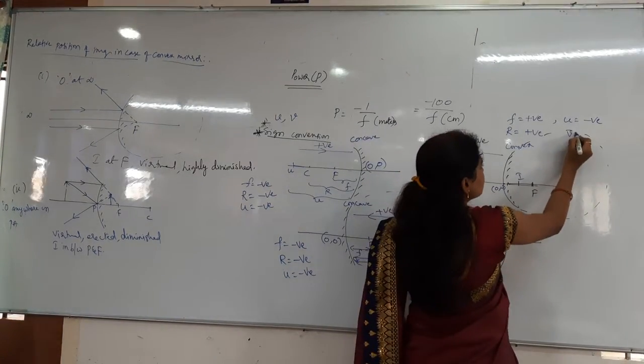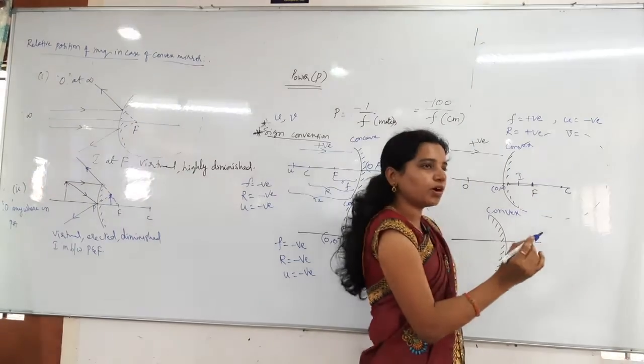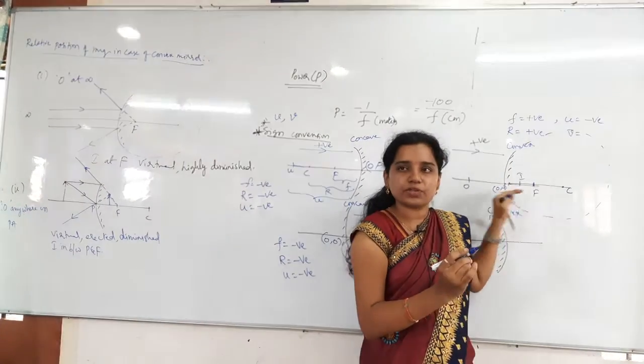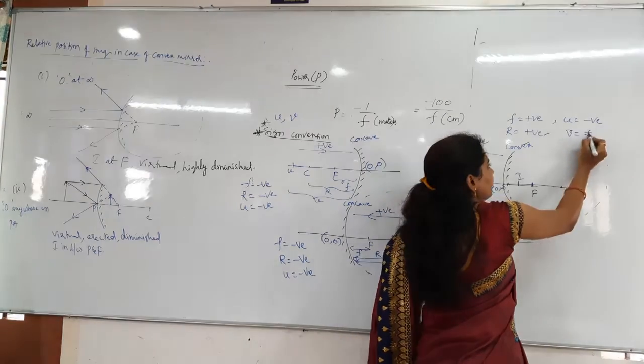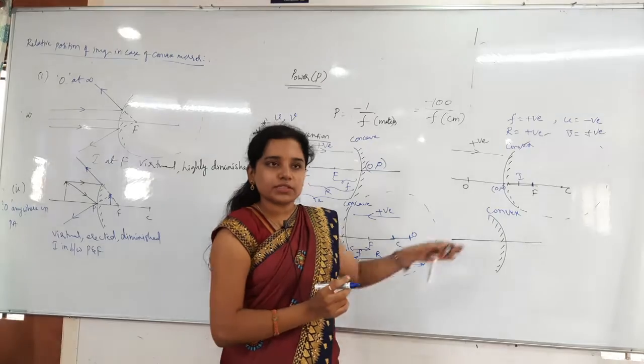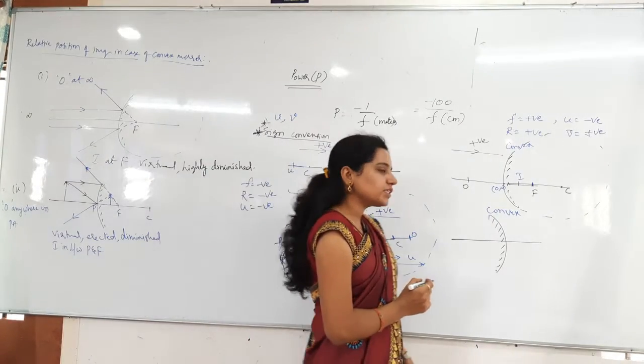So what can I say, V is positive or negative? Positive. Why? Because right is positive and we are measuring from the pole only. Again right, so V is positive. Then next, here in this convex mirror also, which is the reflecting surface?